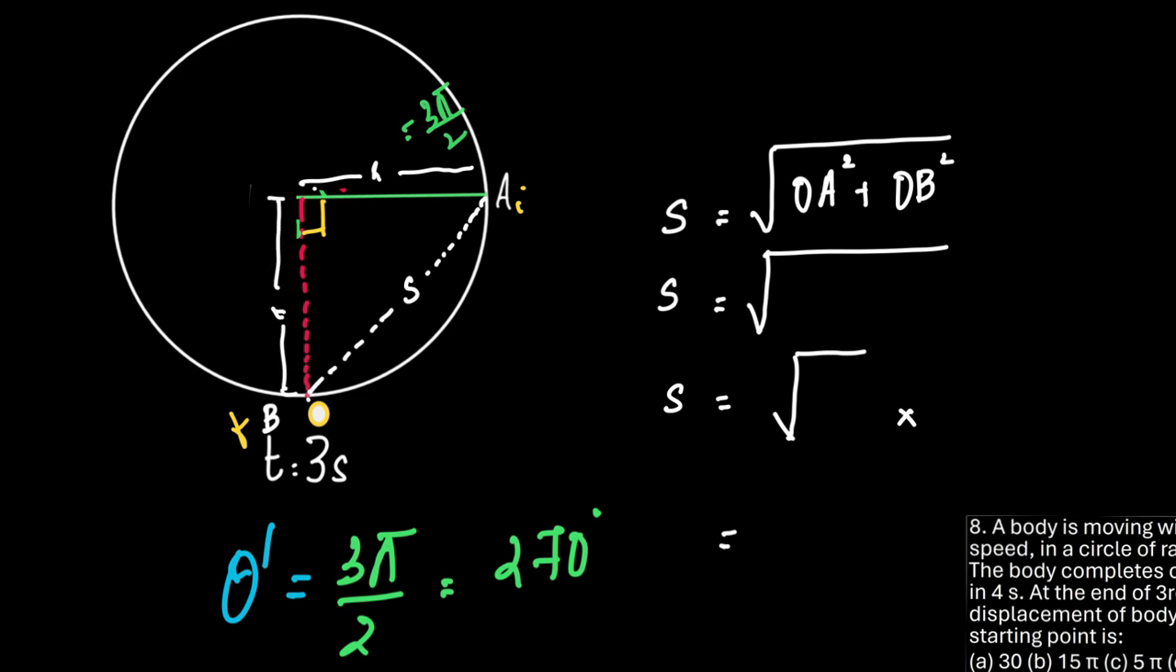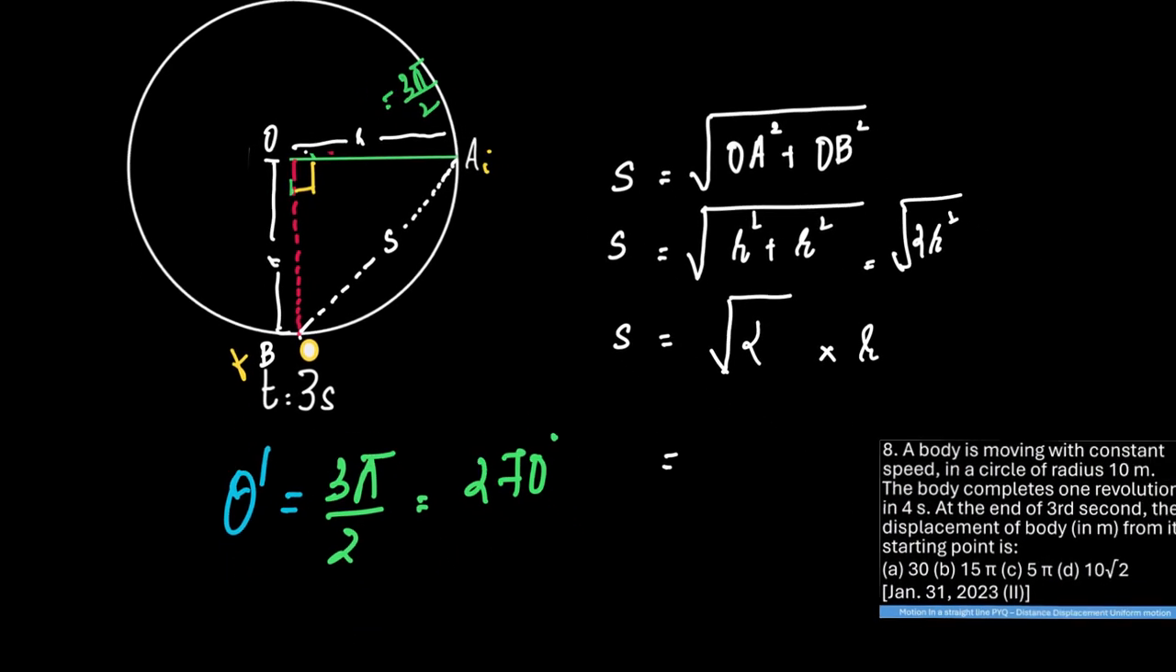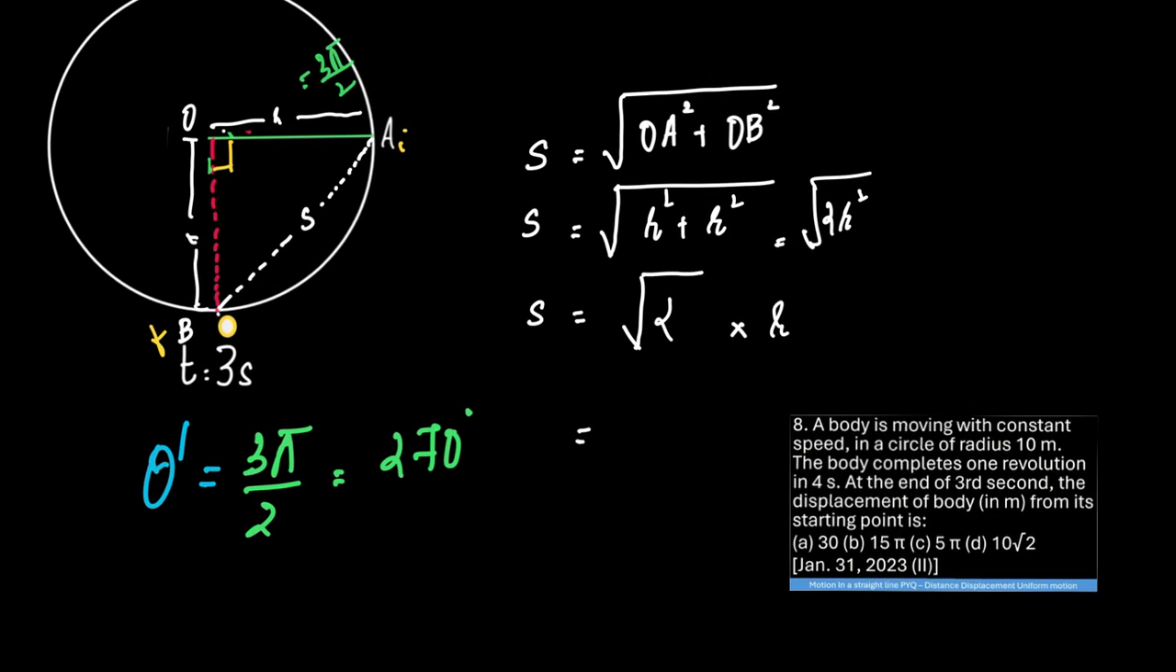So we can write that S_AB is equal to the square root of OA square plus OB square, which is equal to the square root of R square plus R square, which is root of 2R square, which I can write as root 2 into root of R square, which is R. And therefore, S is equal to root 2 into R. What is the value of R? The value of R is 10. So this becomes 10 root 2, which gives the correct option to be option D.